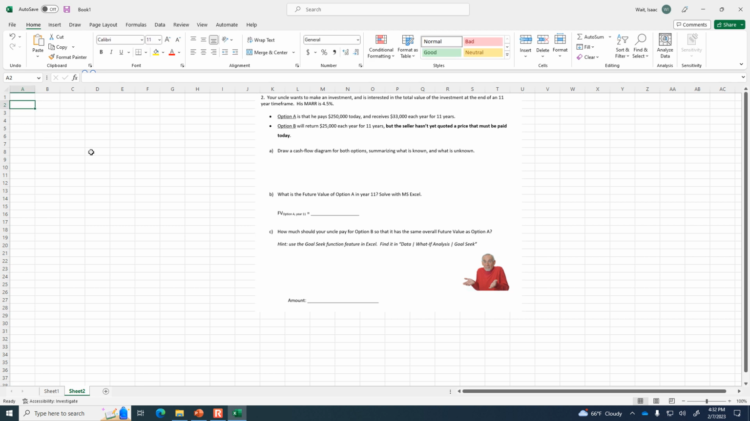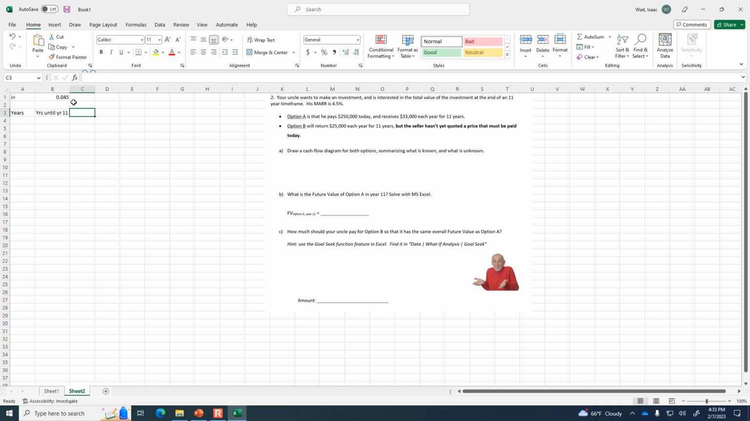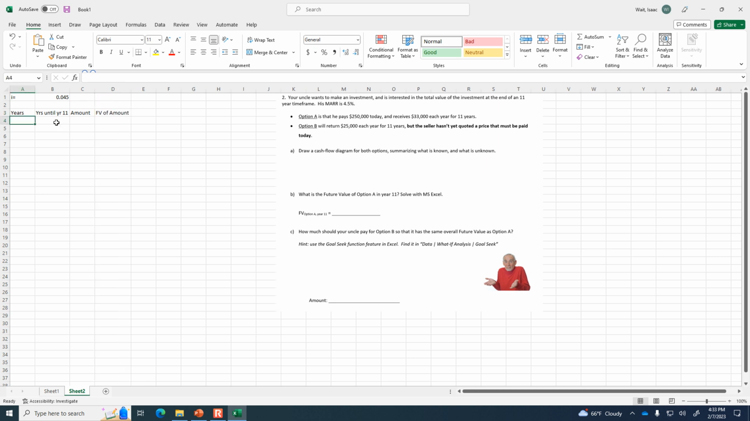Okay, I've already drawn the cash flow diagram on the whiteboard. So the issue here is we don't know the appropriate purchase price for option B. So I'm going to have the interest rate up here, 0.045%, and then since we're finding the future, we're going to need to have years until year 11, amount, and FV of amount. We're going through 11.